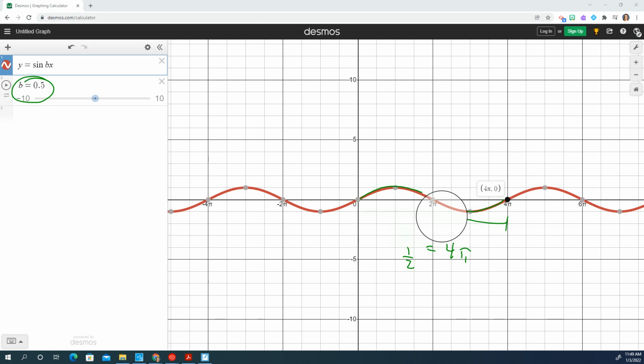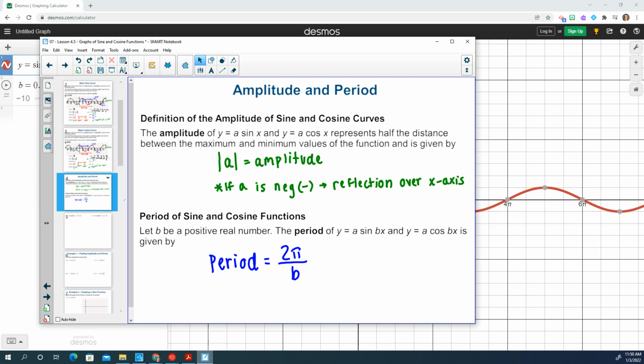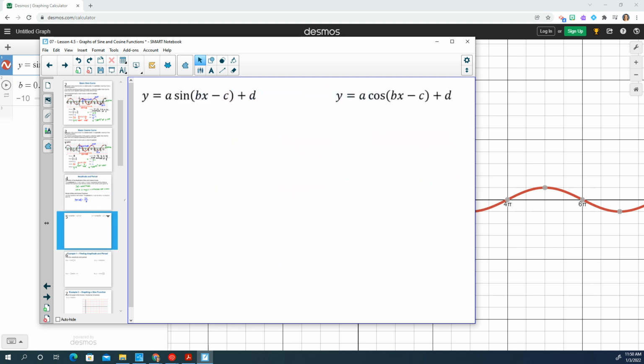Now, I'm going to show you an easier way to do that, but we will use that formula when we write equations for sine and cosine curves, so we do need to know that your period is 2 pi divided by whatever that b factor is. Let's take it one step further.